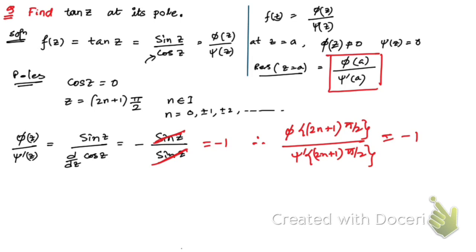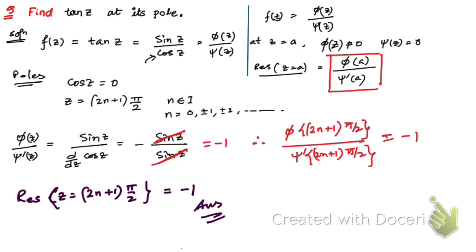Therefore, residue at z is equal to twice n plus 1 into pi by 2. So this is the pole of the function, and the residue is given by minus 1, right? Is minus 1. So this is the answer, right? This is the answer.